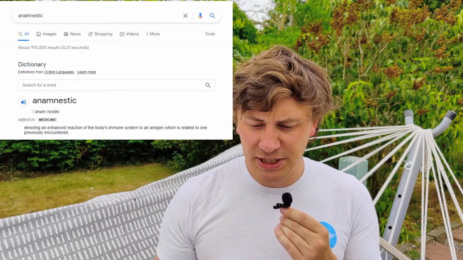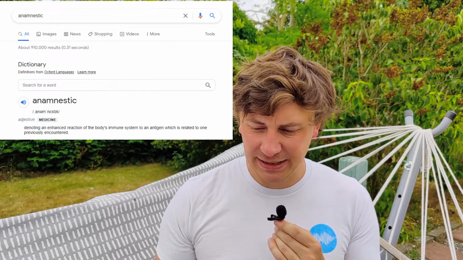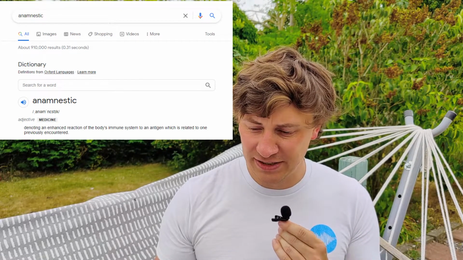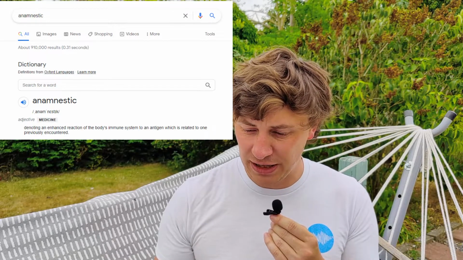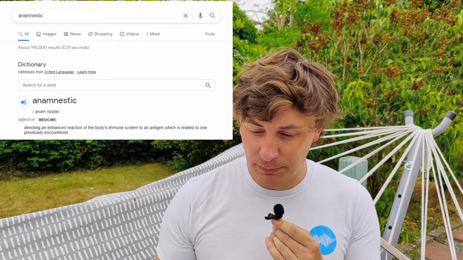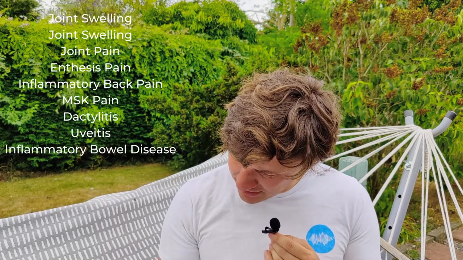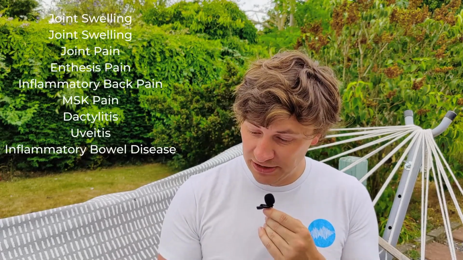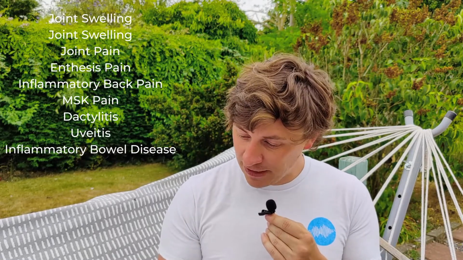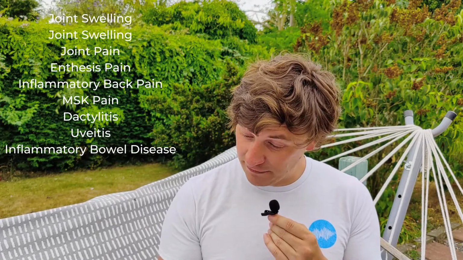So anamnestic. I hate rheumatology sometimes. Anamnestic features. So this means denoting an enhanced reaction of the body's immune system to an antigen which is related to one previously encountered. I feel like we need a video to explore what that word means. Anyway, they class these as joint swelling, joint stiffness, joint pain, enthesis pain, inflammatory back pain, unspecific MSK pain, dactylitis, uveitis, inflammatory bowel disease.